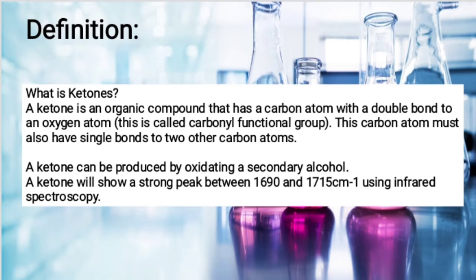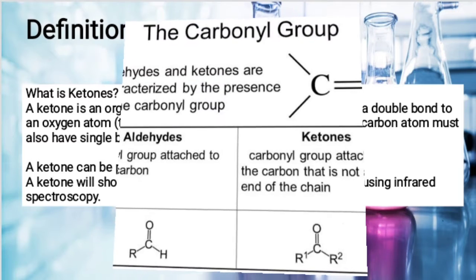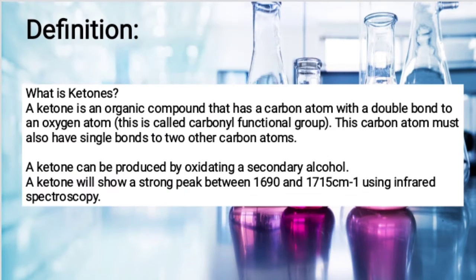A ketone is an organic compound that has a carbon atom with a double bond to an oxygen atom. This is called the carbonyl functional group. This carbon atom must also have single bonds to two other carbon atoms. A ketone can be produced by oxidizing a secondary alcohol. It will also show a strong peak between 1690 and 1715 cm^-1 using infrared spectroscopy.